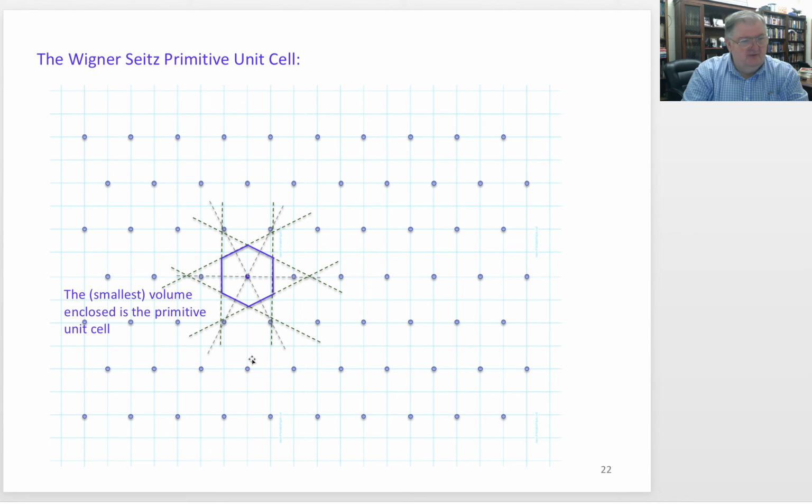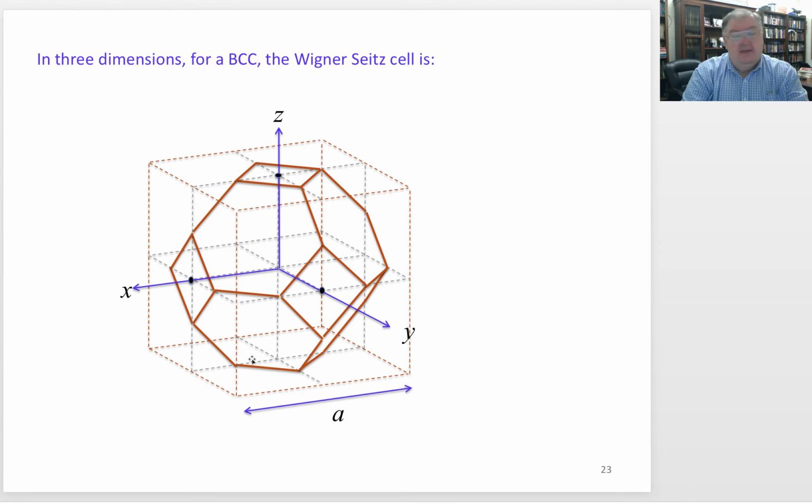Had I done this in 3 dimensions, for a body-centered cubic cell, I would get something that looks like this. It's called a truncated octahedron. It has a great deal of symmetry with it, which is something we will exploit for ourselves. And we'll come back to this in a minute.